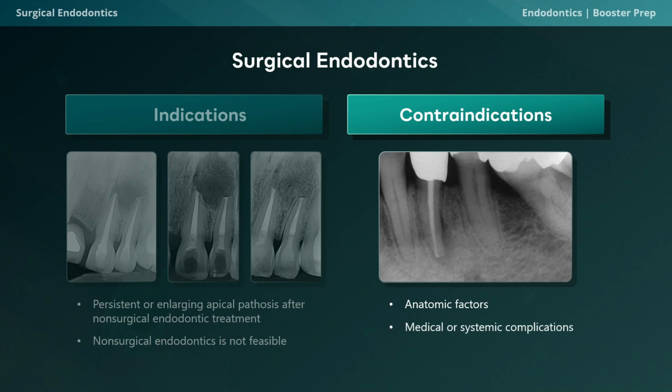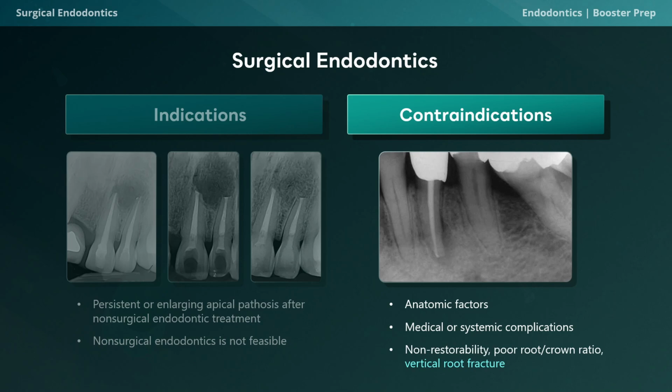The second is medical or systemic complications. In these situations, the surgery itself can have risks that outweigh the benefit of treating the tooth. An example of this would be if there is a high risk of osteonecrosis following surgery, or if the patient has another illness that makes a surgical approach unsafe.